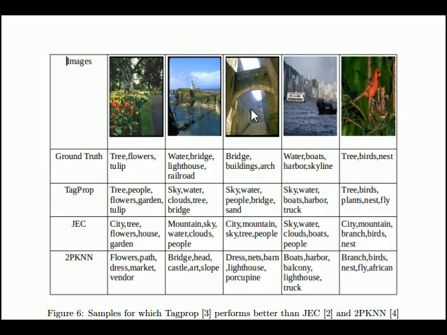Similarly, in this image, we have shown the images for which TagProp is performing better than JEC and 2pKNN. Clearly, for this image, the ground truth annotations are bridge, building, and arc, for which TagProp is predicting bridge correctly. But neither JEC nor 2pKNN is even able to predict the bridge.